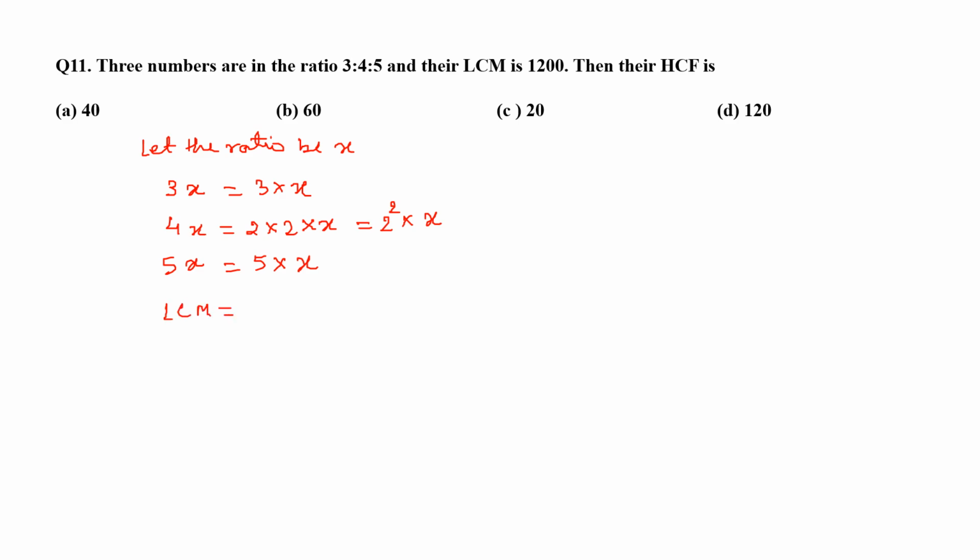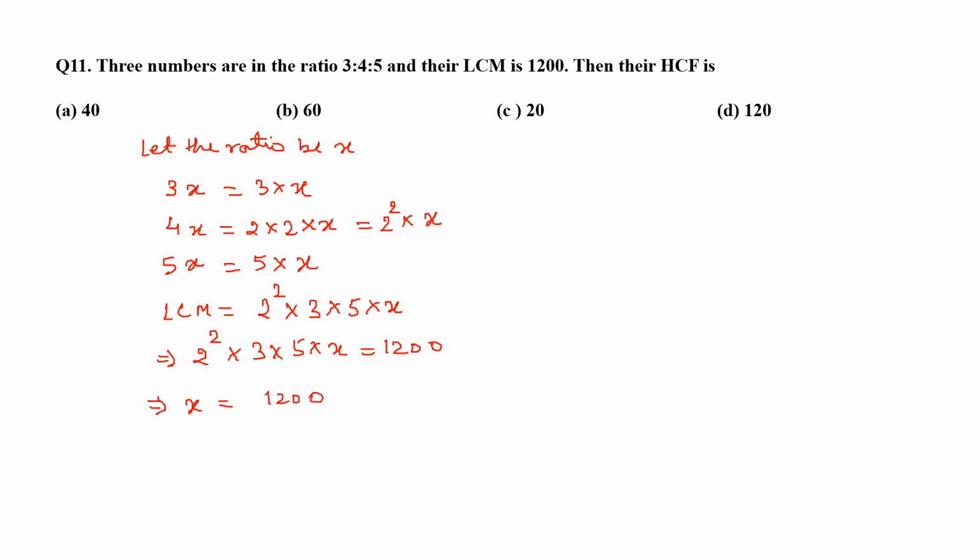So LCM is the product of the greatest power of each prime factor, isn't it? So from here I can write, greatest power of 2 is square, for 3 is 1, 5 is 1, and x is also 1. Now this value is given as 1200. So I can write 2 square into 3 into 5 into x is equal to 1200. Let's solve and get the value of x.